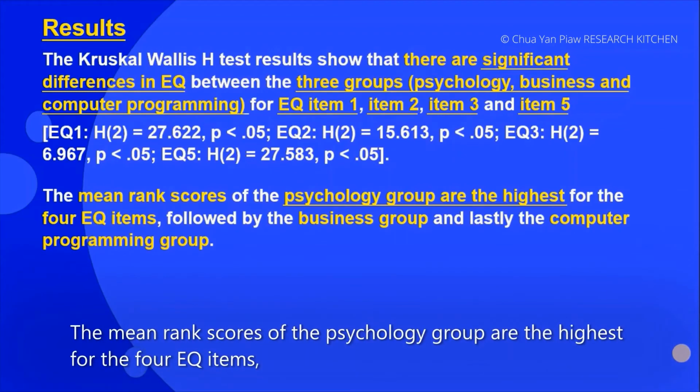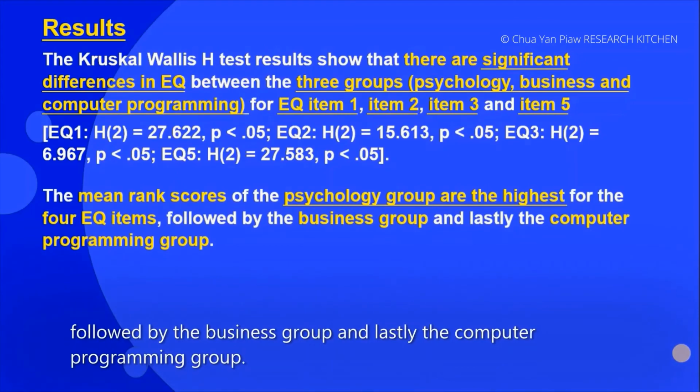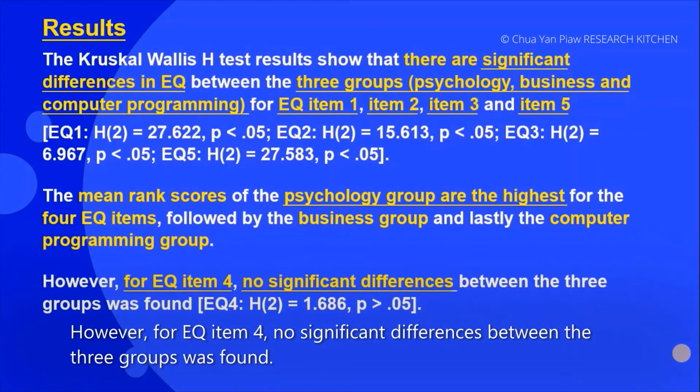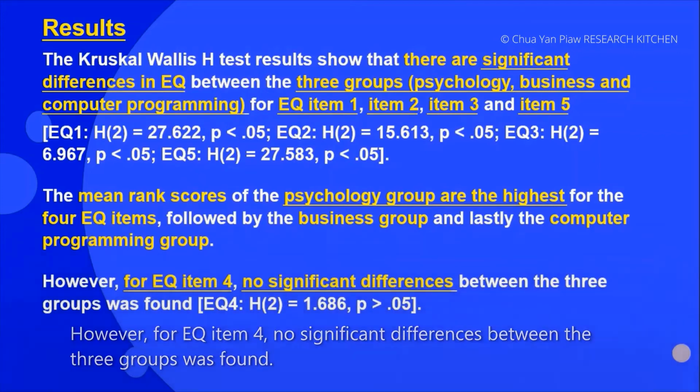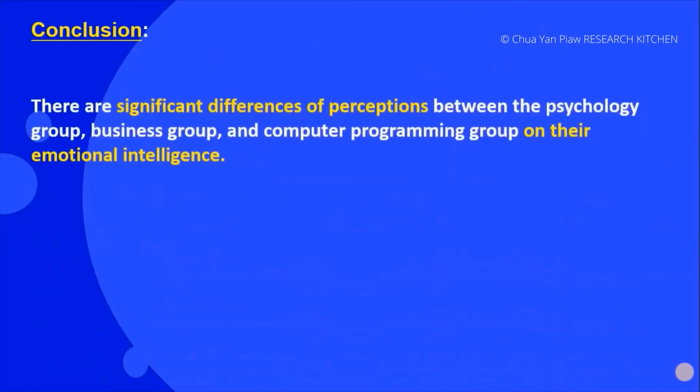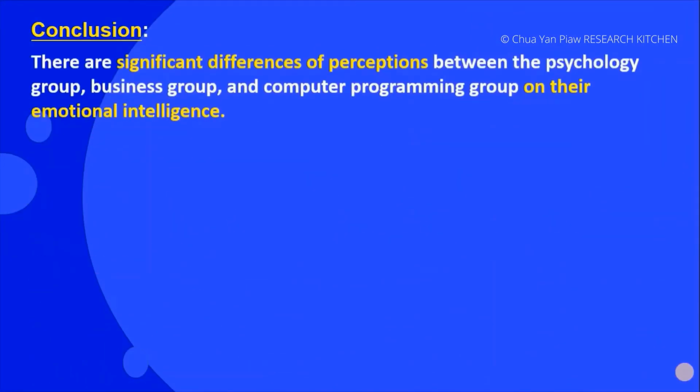The mean rank score of the psychology group is highest for the 4 EQ items, followed by the business group, and lastly the computer programming group. However, for EQ item 4, no significant differences between the three groups were found. The Kruskal-Wallis H test result also shows that there is a significant difference in EQ between the three groups. Conclusion: there are significant differences of perception between the psychology group, business group, and computer programming group on their emotional intelligence.